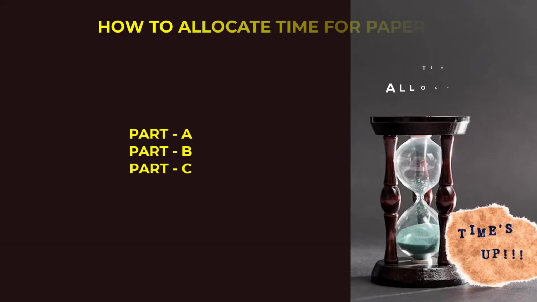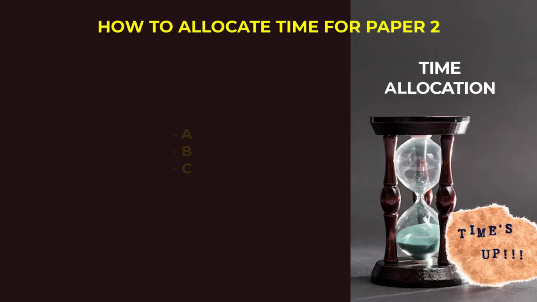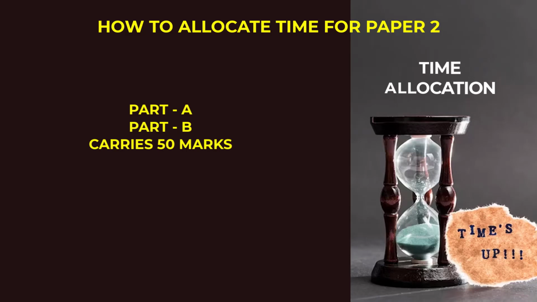Now, when you look at part A, B, and C, part A and B carry 50 marks and part C carries 50 marks. So logically, you should be spending an equal amount of time on all these parts. So the best practice would be to allocate time based on the marks.